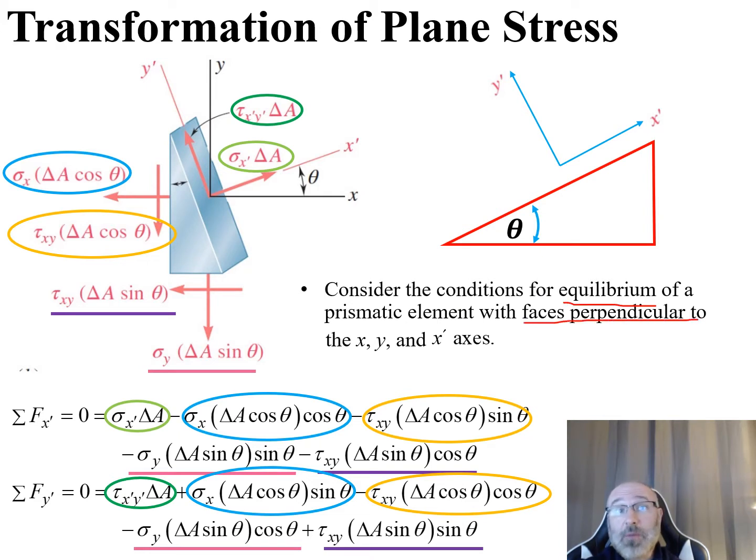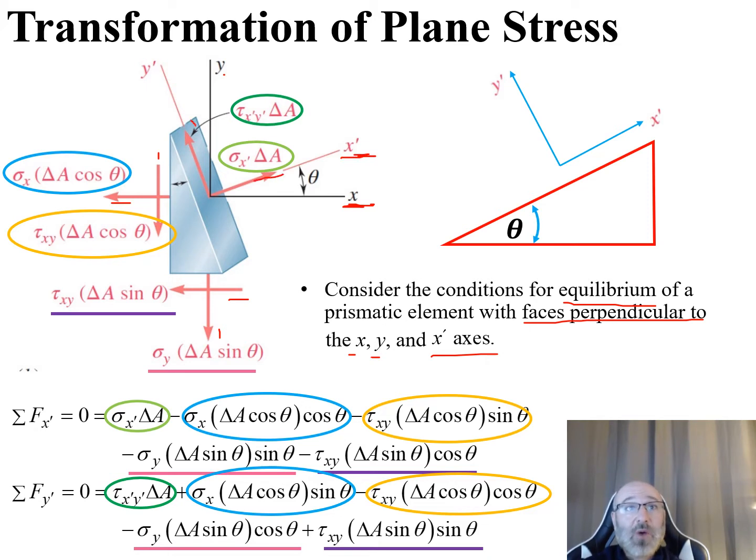Of a prismatic element with faces perpendicular to the x, y, and x prime axes. So we can take a look at that and say, okay, this is our x-axis right here. What's perpendicular to that? Well, those are forces right there and there. Then for our y, we have this force here and this force here. We have our x prime right here, which is going to be this force here.